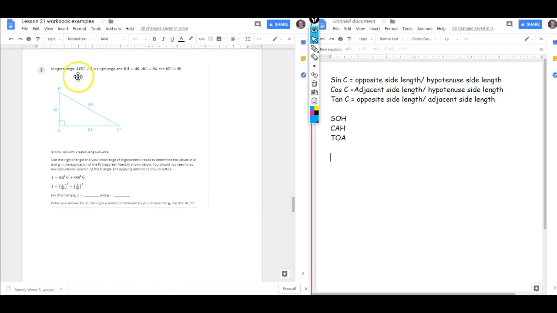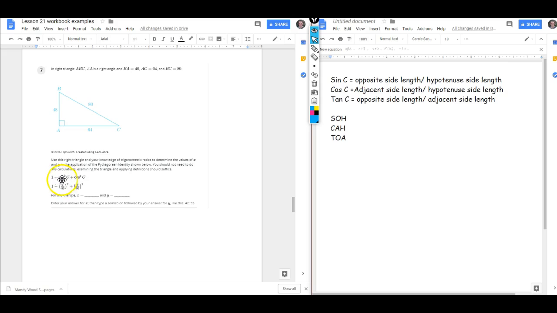Okay, so in right triangle ABC, angle A is the right angle, and length of BA is equal to 48, length of AC is equal to 64, and length of BC is equal to 80. Use this right triangle and your knowledge of trigonometric ratios to determine the values of x and y in the application of the Pythagorean identity shown below. You should not need to do any calculations. Examining the triangle and applying the definitions should suffice.